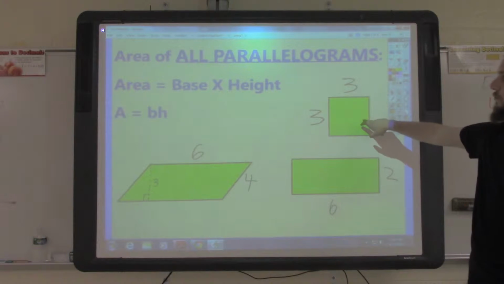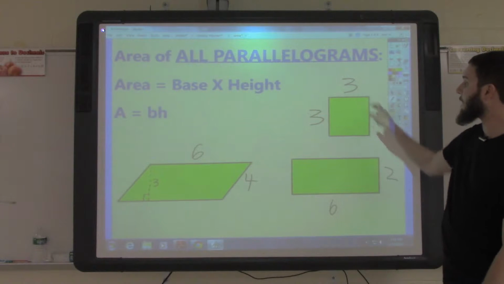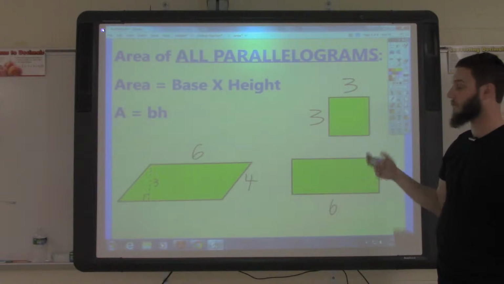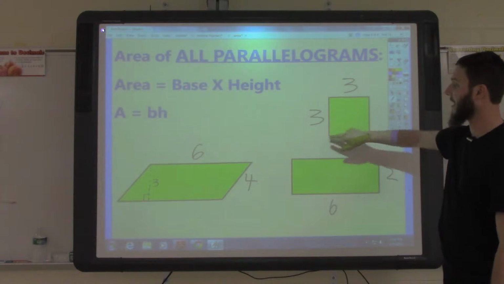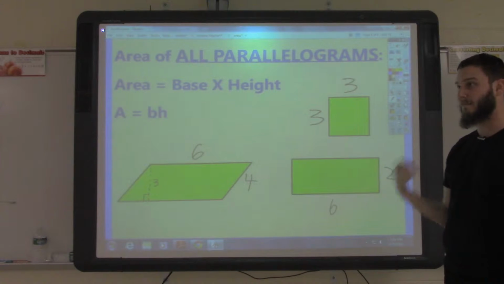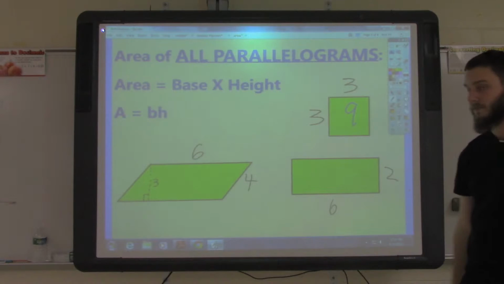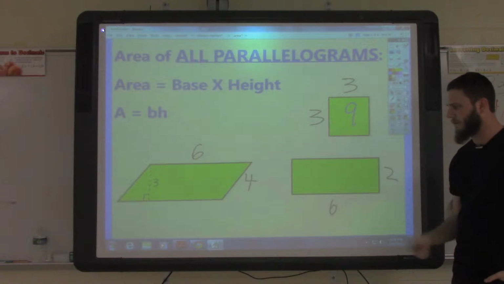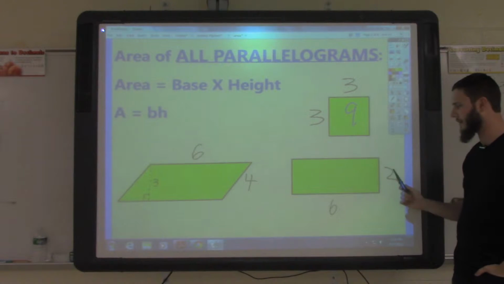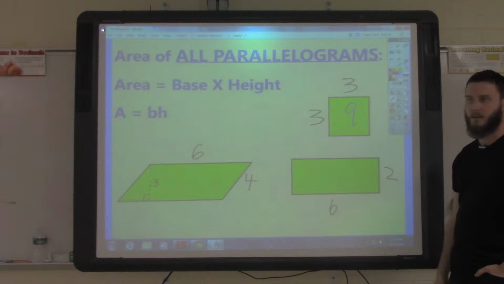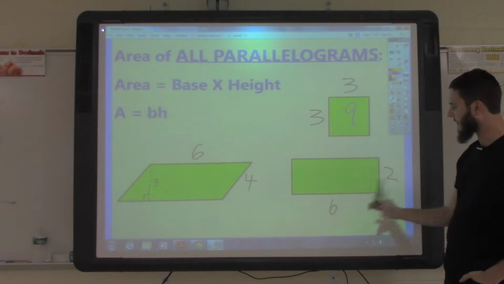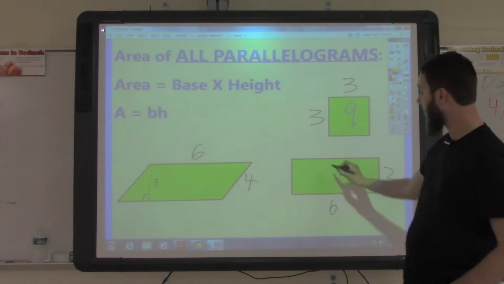In the case of our square, if you recall, all 4 of the sides are the same. So my base is going to be 3 and my height is going to be 3, giving me my area of this square to be 9. For this rectangle down here, we've got a base of 6 and a height of 2. To get the area of this, simply do 6 times 2 and you'll get an area of 12.